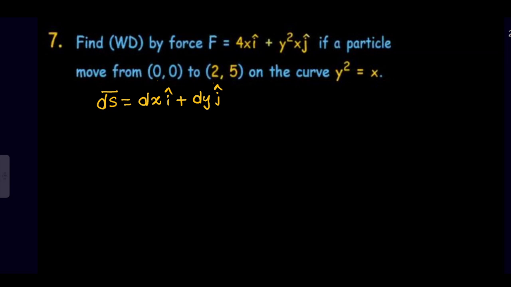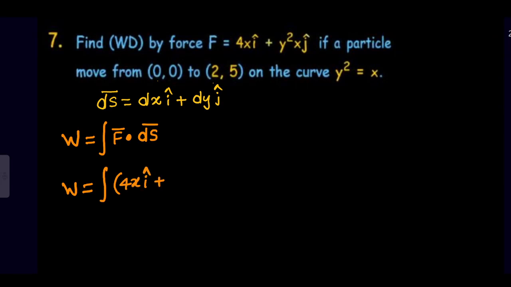So now we need to find this work done. It should be equal to the integral of F bar dot ds bar. F is 4x into i cap plus y square x into j cap, dot with dx into i cap plus dy into j cap.